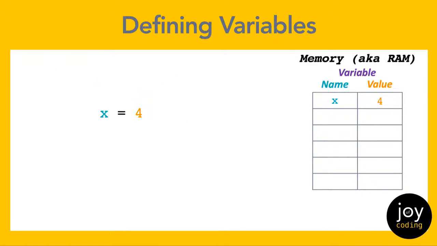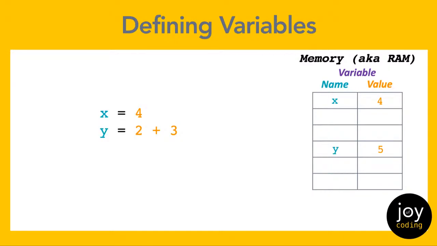Let's look at a couple more examples. So here's another assignment, y equals 2 plus 3. And what's going to happen here is on the right-hand side, we have an arithmetic expression, 2 plus 3. The computer is going to add that up before placing it in memory as the number 5, and it's going to associate it with the name y.